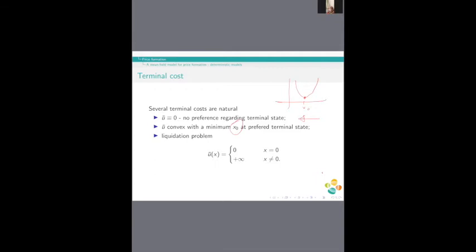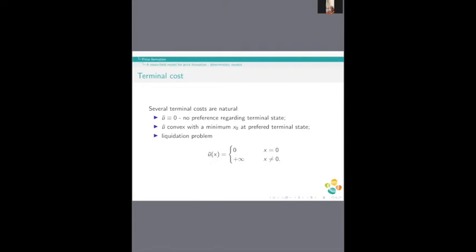Or in some finance problems, there is this thing called the liquidation problem, where you want to end up with 0. Usually for charge, it doesn't make sense to end up with the battery fully discharged, but if you are selling stocks or something like that, then you may want to end up precisely at 0. So you want to set your cost to be plus infinity, except if you are at the minimum. Now, these are 3 examples of how this terminal cost can encode various preferences for your terminal state.